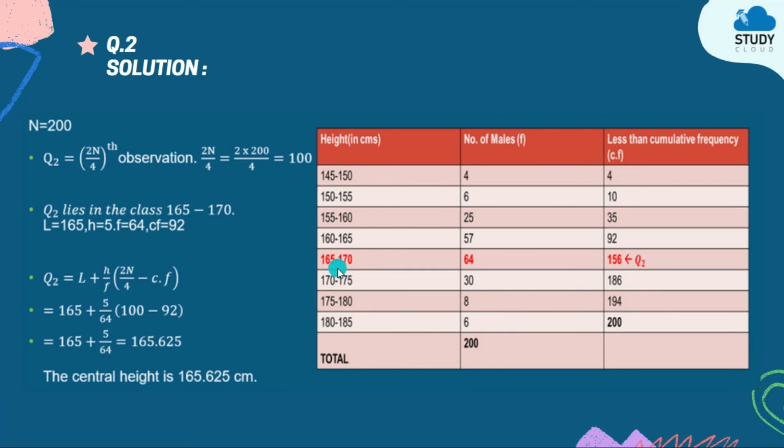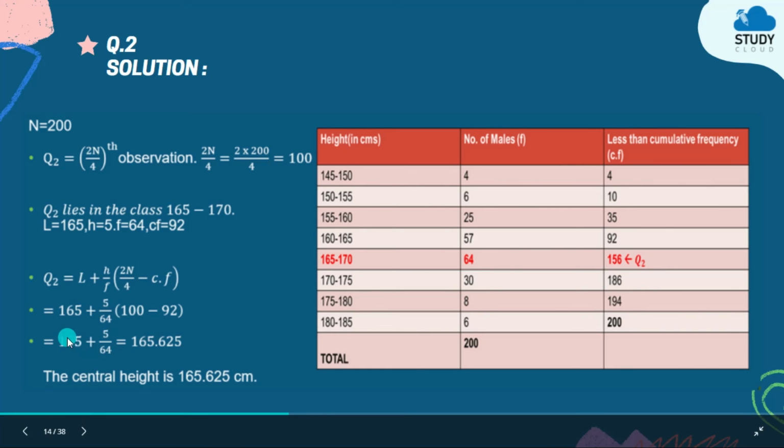Now here your L will be 165, lower boundary. Your frequency f is 64. Your CF is of previous class, so above 156, there is 92. So 92 is your CF. Now just put the formula here of quartile 2: L plus h upon f into 2n upon 4 minus CF. Your L is 165 plus h is width. Width means when you subtract 165 from 170 you get 5. So 5 upon 64 into 100 minus 92. This entire value 2n upon 4 you got here as 100.